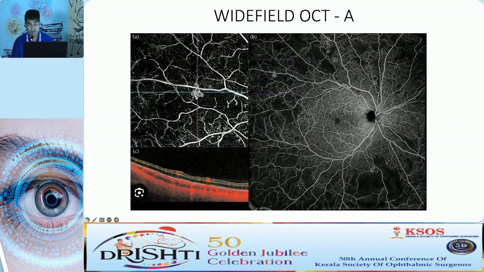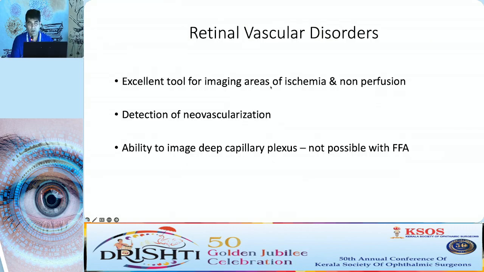So nowadays in the market there is wide field OCT angiography, which is about 16 by 16 millimeter, in which with a single shot of OCT angiogram we get the peripheral capillary dropouts, and even the peripheral neovascularization could be seen. Now coming on to retinal vascular disorders, OCTA is an excellent tool for imaging areas of ischemia and non-perfusion. It also helps in detection of neovascularization. And the ability to image the deep capillary plexus is one advantage of OCTA over fundus fluorescein angiography.